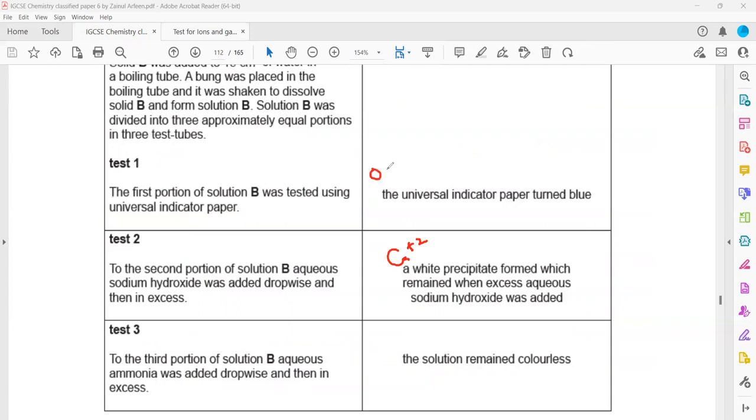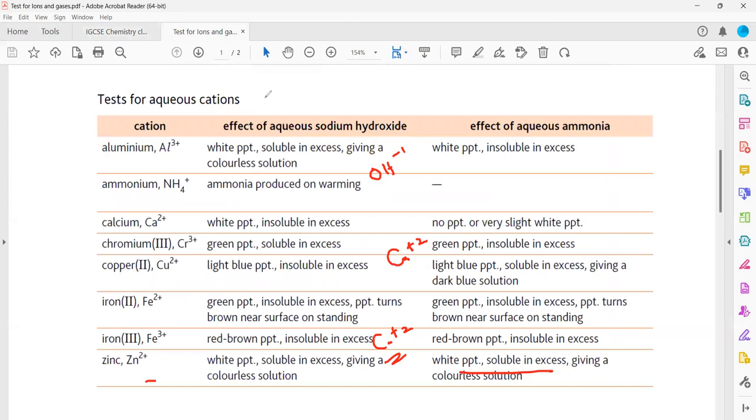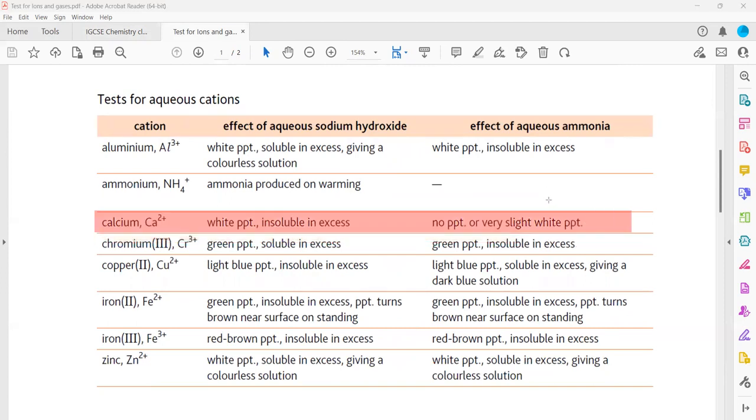So this test confirmed that there is a calcium ion. And this gives an idea that it's an alkaline solution or a hydroxide ion is there. To the third portion, aqueous ammonia was added. The solution remained colorless. So this confirms calcium is there. No precipitate found. Because whenever you have a calcium ion, calcium does not give any precipitate with aqueous ammonia. So there is no precipitate, no visible changes there.